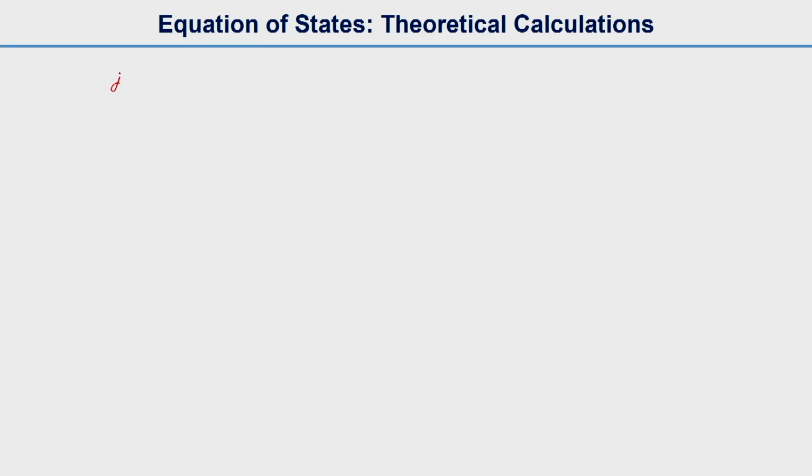Hello everyone. So we have discussed the experimental methods to obtain the EOS, equation of state, of shock waves. In this lecture we will discuss the theoretical calculations of obtaining the EOS, the equation of state. With the theoretical calculations, we can determine the shock parameters from first principles.